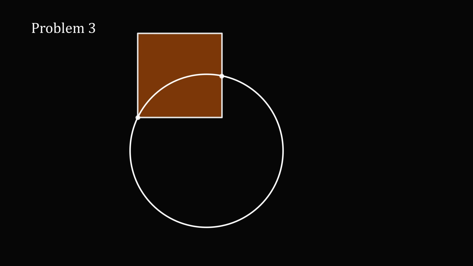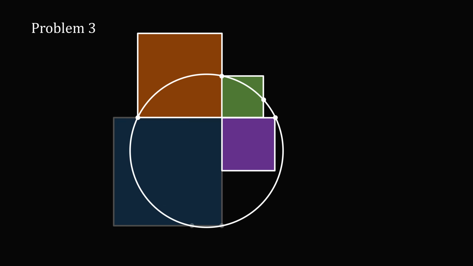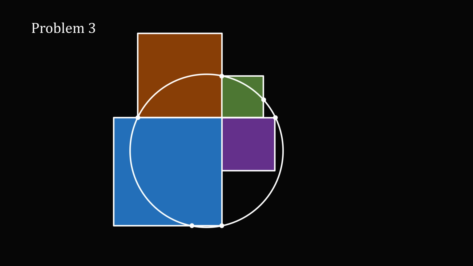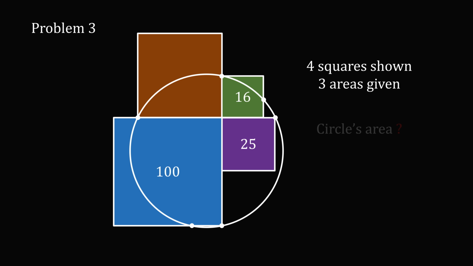Problem 3. This is from Twitter at cshear41. Here's a circle, and here are 4 squares. 3 of the areas are known as 16, 25, and 100. What is the area of the circle? Pause the video if you'd like to give these problems a try. And when you're ready, keep watching to learn how to solve these problems.